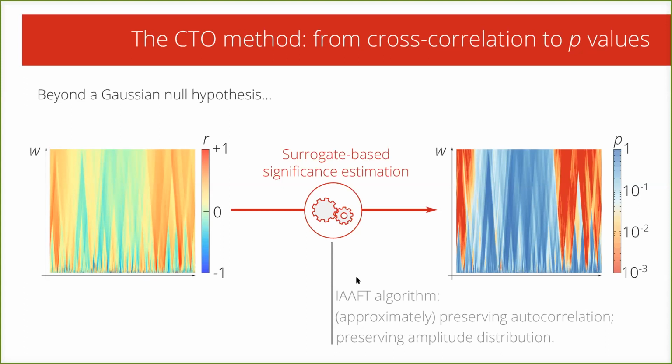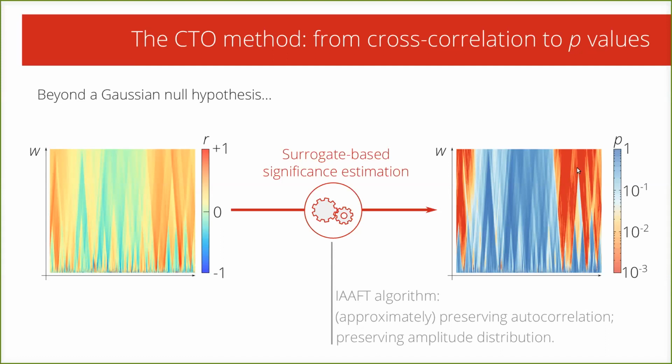The surrogate algorithm that we consider is IAAFT, which stands for Iterative Amplitude Adjusted Fourier Transform. The goal of the algorithm is to preserve the amplitude distribution of the two time series, and to approximately preserve also the autocorrelation. So by relying on the surrogate-based significance estimation, a cross-correlation diagram is transformed into a diagram of p-values, which are probabilities and therefore have a clearer interpretation.